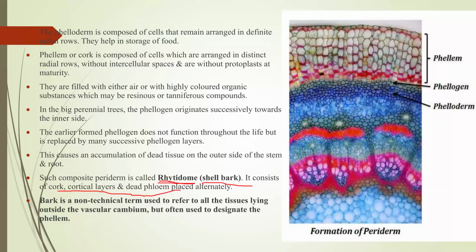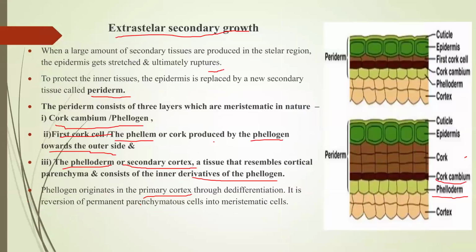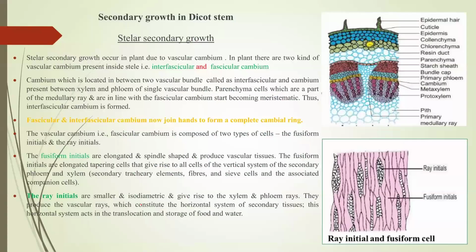Bark is a non-technical term which refers to all the tissues lying outside the vascular cambium. But often it is used to designate the phellum, mainly. In general, it is referred to as the tissues lying outside the vascular cambium. Okay, so this is about vascular cambium and secondary growth.